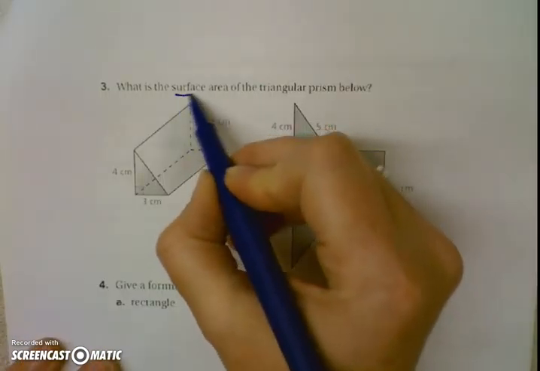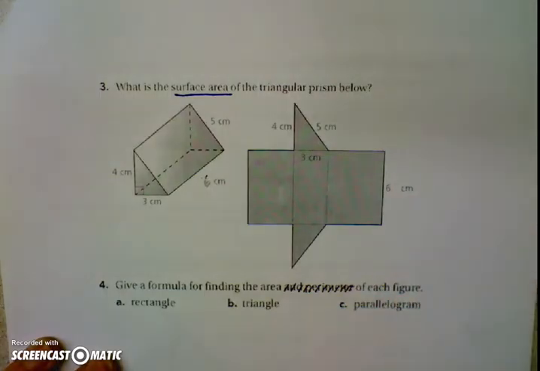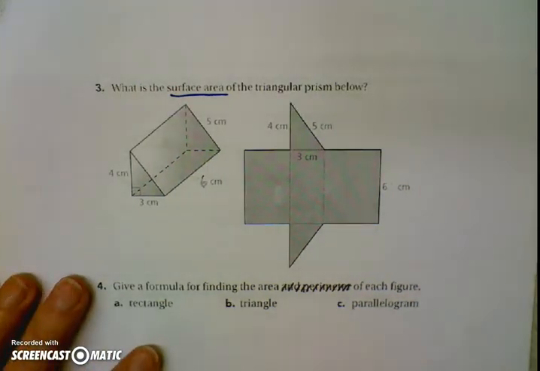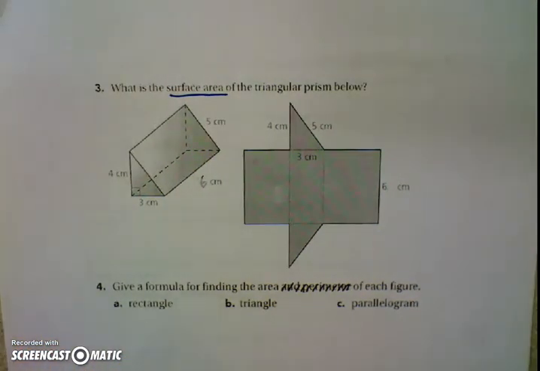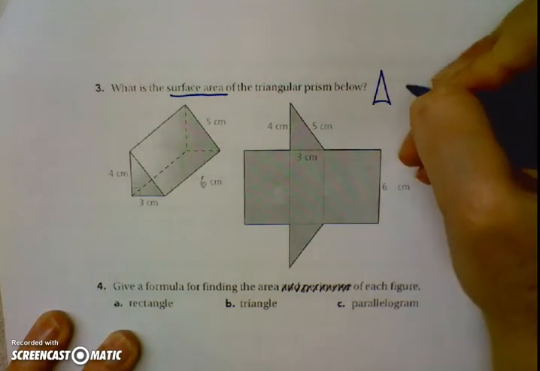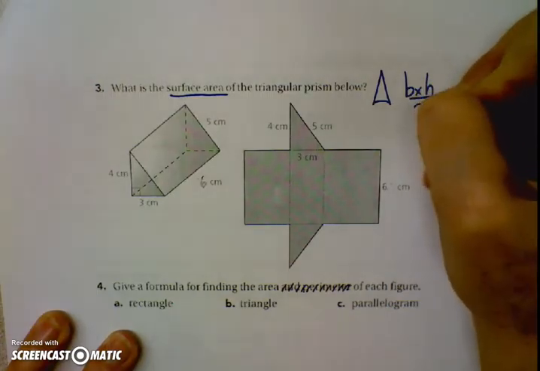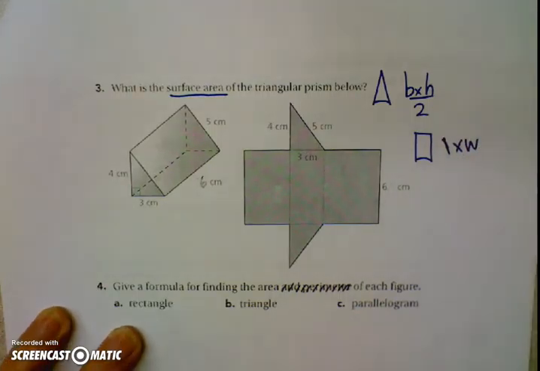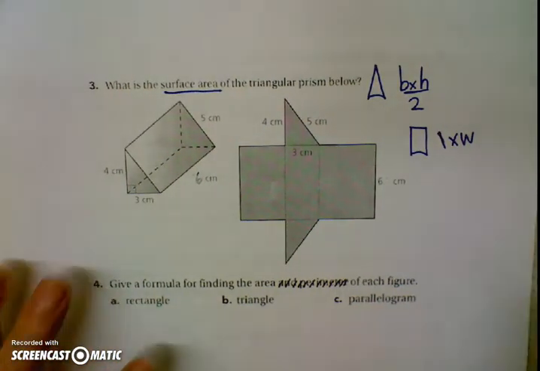Since I'm looking at the surface area, again I want the area of all the faces that we can see. In this case, this prism has 5 faces. I want to find the area of all 5. So I'm going to start a piece at a time using my rectangle and triangle formulas again to find the area of my pieces. So again, my triangle is base times height divided by 2, and my rectangle is length times width, or base times height, whatever you want to call it, for area.